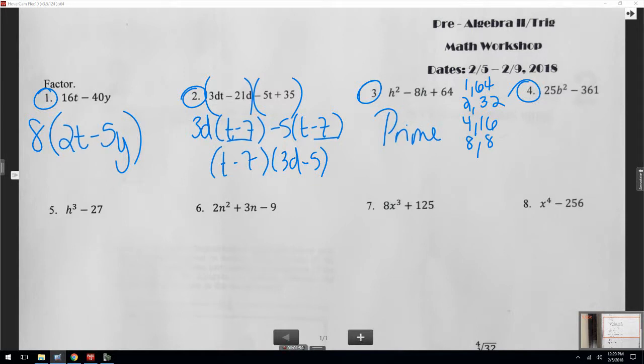All right. What about 4? First squares. There you go. Difference of 2 squares. Very good. So what would you get? 5b minus 19. Very good. Very nice. Look at y'all. Y'all pros. Y'all got this.